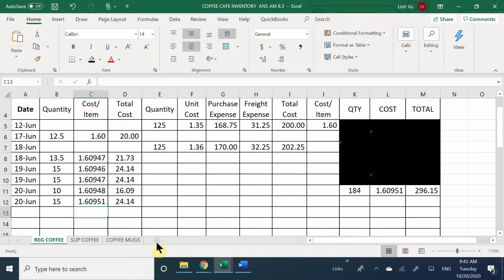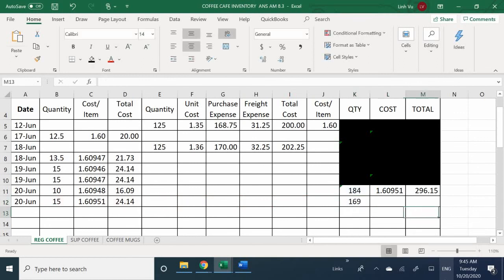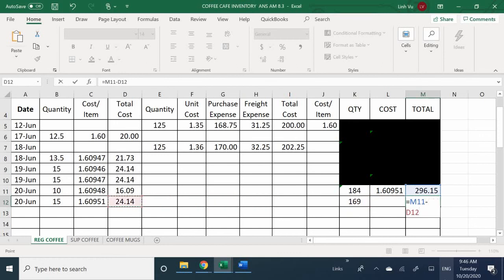24.13, 34.14. 24, I should say 34. 24.14, okay? So let's go ahead and update our inventory. 169. All right, 169. Per unit is 1.75236.